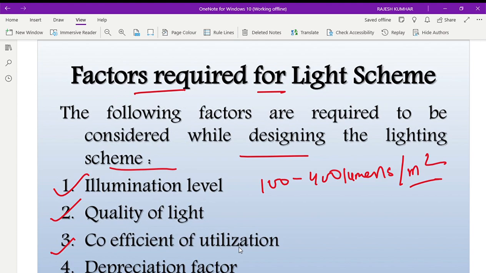Third part is the coefficient of utilization. The coefficient of utilization is the ratio of lumens reaching the working place to the total lumens emitted by the source. Usually it varies from 0.5 to 0.8.